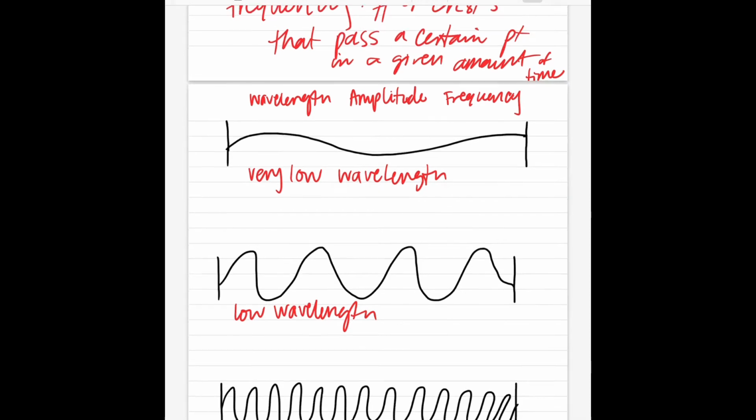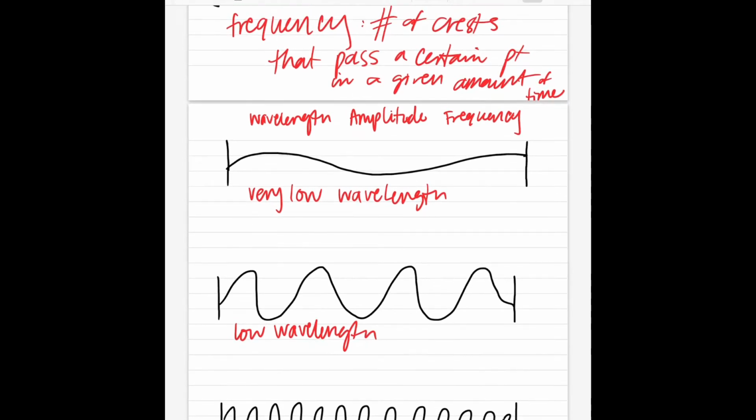So let's talk about amplitude. Now remember, amplitude is how far you are from the crest to the origin, or from a trough to the origin. So this length right here. On this first wave, it is a very low amplitude.